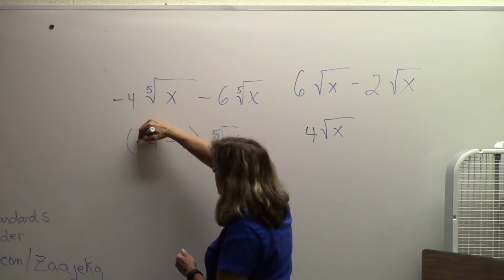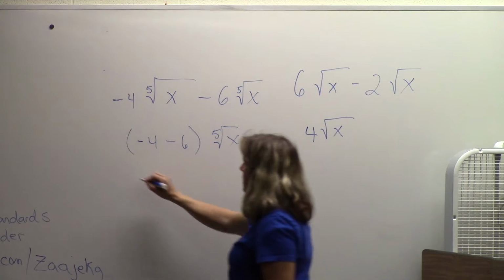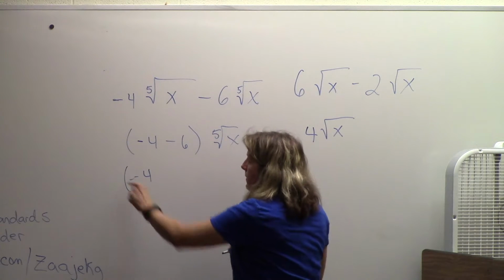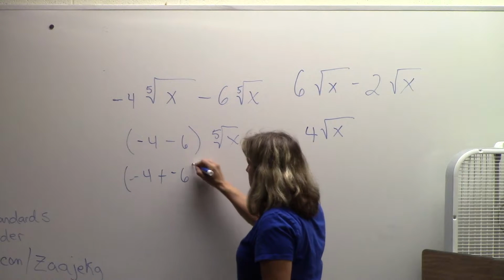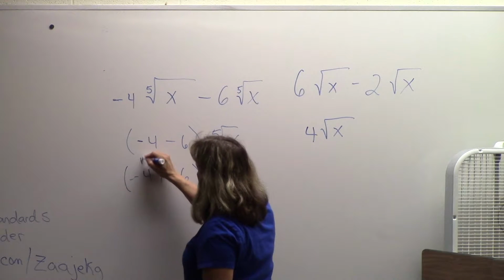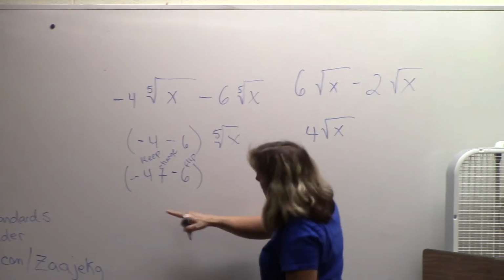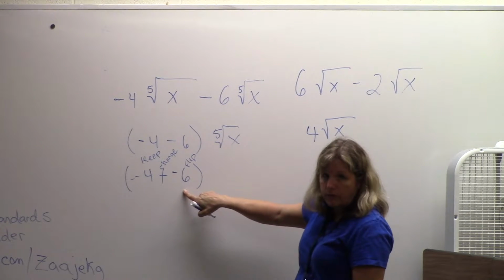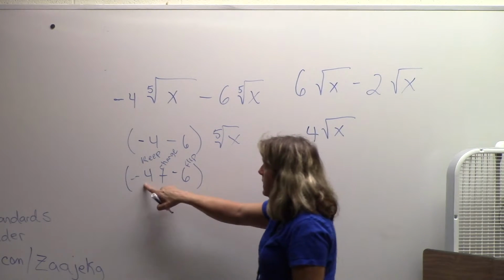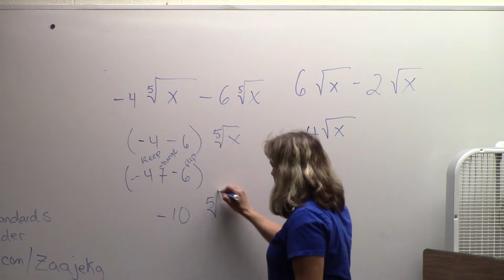Remember that when we subtract integers, keep, change, flip. All right, so it's going to be -4. I'm going to keep that. I'm going to change this to a plus, and then I'm going to flip this to a -6. So keep the sign, change your operand from minus to plus, flip this to a -6. Keep change flip. All right, so I've got -4 plus -6 is -10, the fifth root of x.